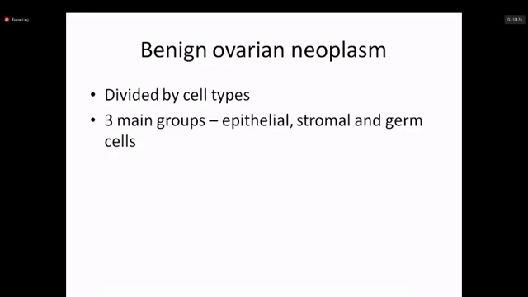Epithelial ovarian neoplasms are the neoplasms which develop from the surface epithelium of the ovary, on the surface of the ovary. Stromal group is developed from the stromal cells inside this ovary. Then the germ cell tumors are tumors which originate from a special cell called the germ cell.